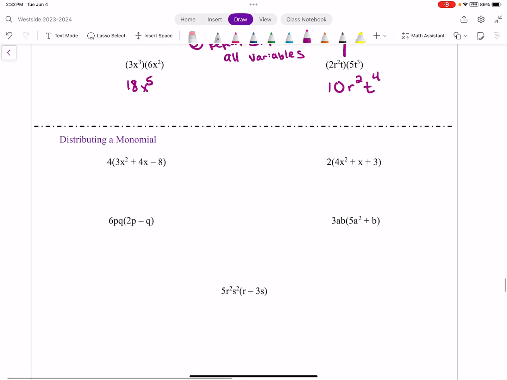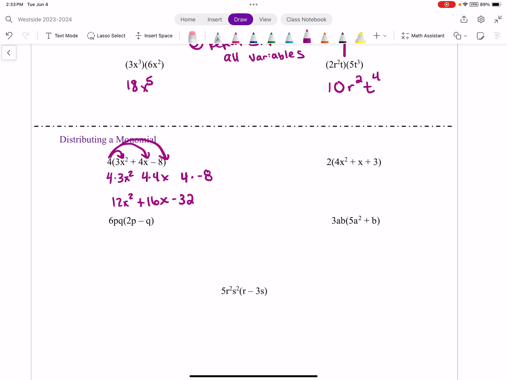Now we're going to distribute. So remember, distributing is where we take the value outside of the parentheses and multiply it by everything inside. So 4 times 3x squared. If you want to, you could write that down. Then we're going to do 4 times 4x. And then we're going to do 4 times negative 8. 4 times 3x squared is 12x squared. 4 times 4x is a positive 16x. And 4 times negative 8 is negative 32. So 12x squared plus 16x minus 32.